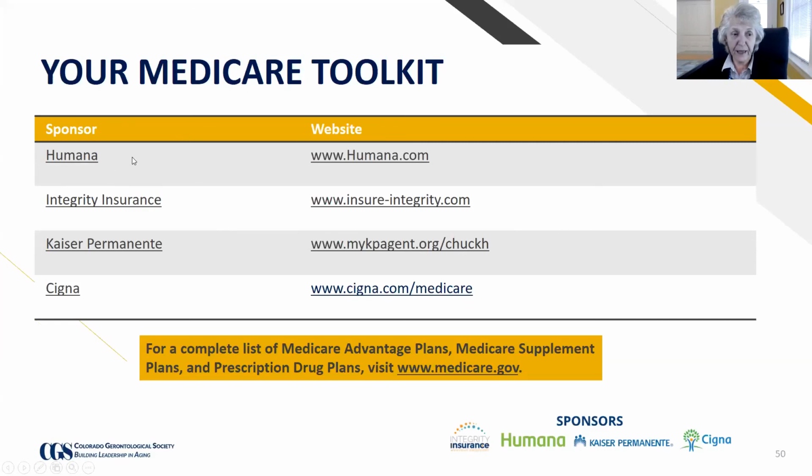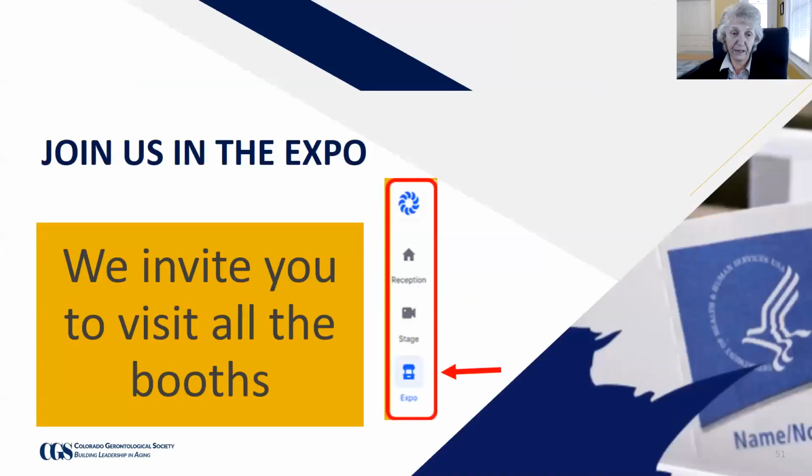Other resources we have in the toolkit is you can visit our sponsors at Humana, Integrity Insurance, Kaiser, or Cigna at the end of this presentation in the expo hall, or you can get in touch with them directly. If you would like a complete list of the Medicare Advantage plans, the Medicare Supplement plans, and the prescription drug plans that are available, visit medicare.gov.